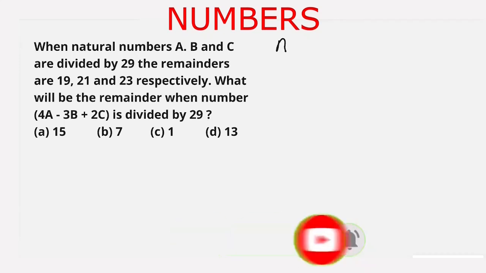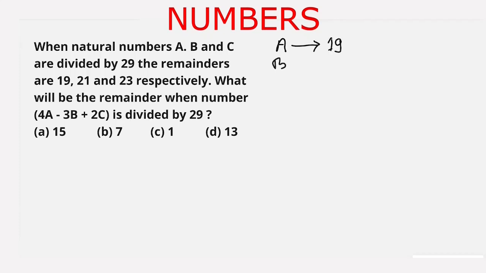When A is divided by 29, the remainder is 19. And when B is divided by 29, the remainder is 21. And when C is divided by 29, the remainder is 23.